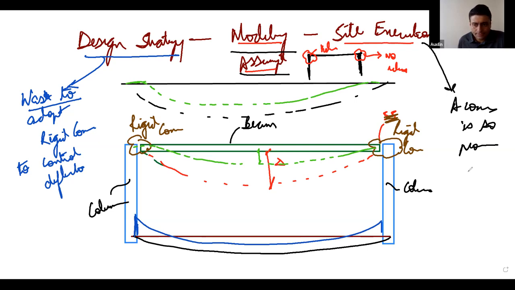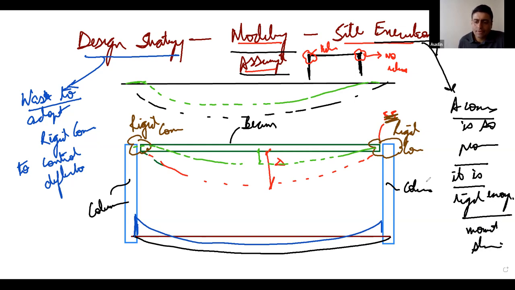A connection is so provided that it is rigid enough and it is able to take the analysis end movements and shear forces, and it is to be provided on site in the site execution, in the site detailing. It has to be ensured that the connection is rigid enough, it is able to take the analysis movements and shears. Okay, very important. So you have to work out your connection in such a way that it is rigid enough, it is able to take the necessary movements and shears.